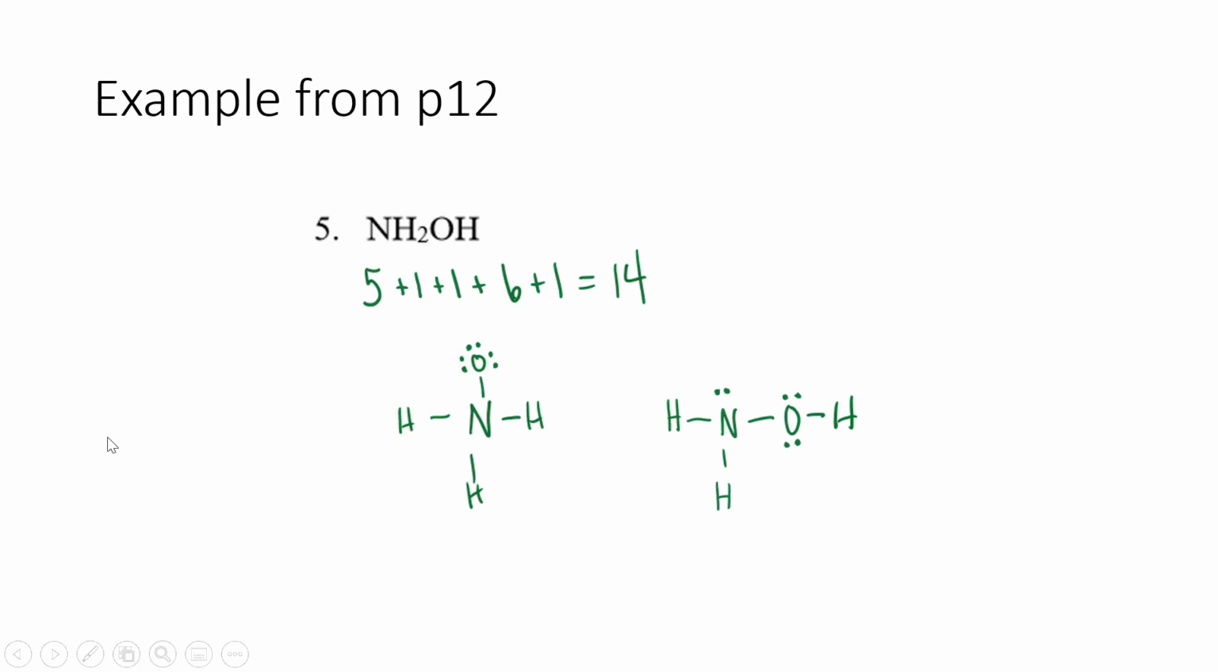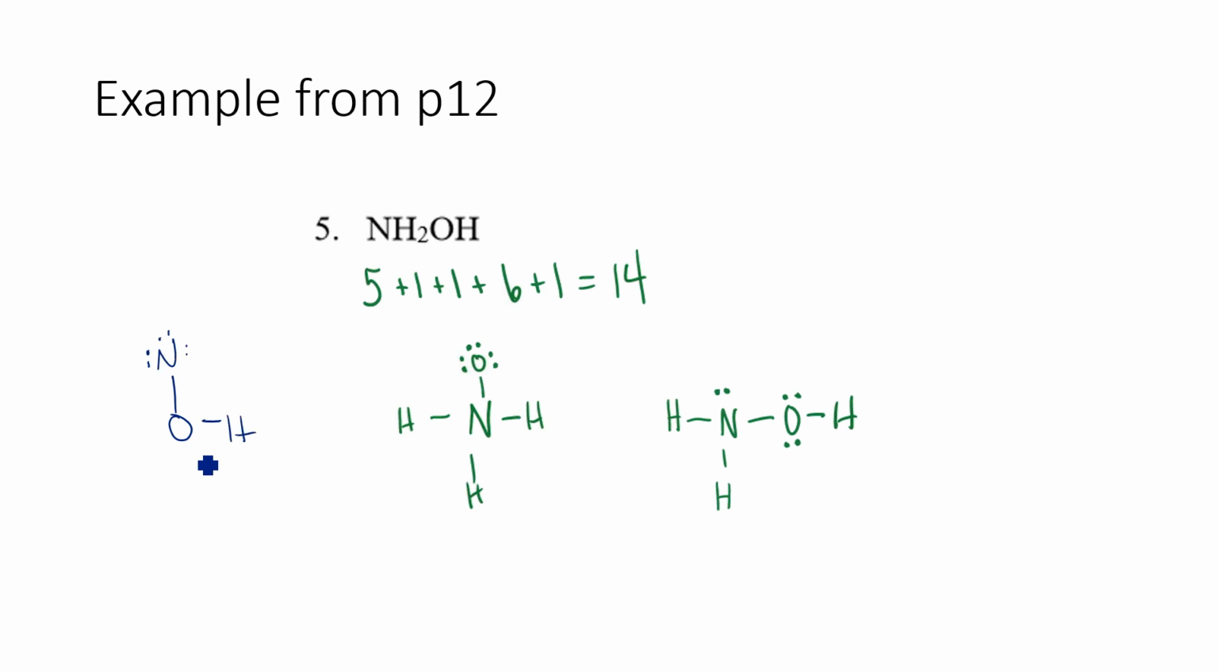I'm going to use this example from our previous practice problems on page 12. This is problem number 5. NH2OH. If you count up the number of electrons, you've got 14 electrons. And there are 2 main ways in which you could draw this structure. Actually, I guess there are even more possibilities. Let's draw out another one as well. We could have put O in the middle, too, maybe.